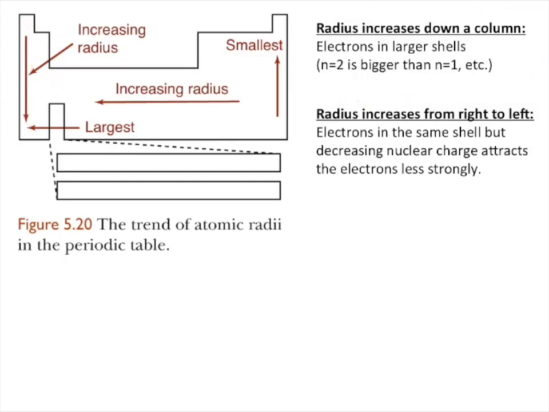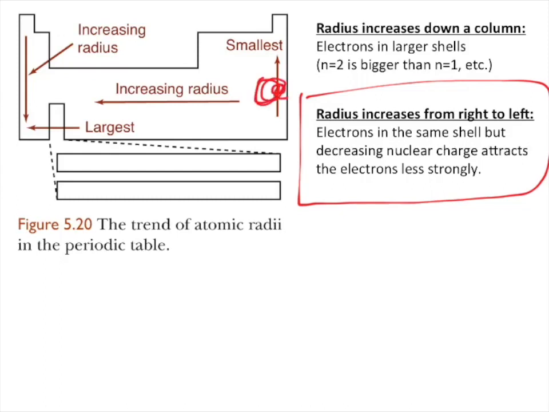Now, as you go from right to left, the radius also increases. And here's the reason. Say electrons are all in the N equals 3 shell. That's the same size regardless of how many electrons are in it, more or less. But when you're over here on the right side, you have a much higher nuclear charge to hold them in, because positive and negative attract each other. So they'll hold tighter when you have a higher positive charge, but they hold more loosely on the left side where you have a lower positive charge in the nucleus. So radius increases as you go left and increases as you go down.